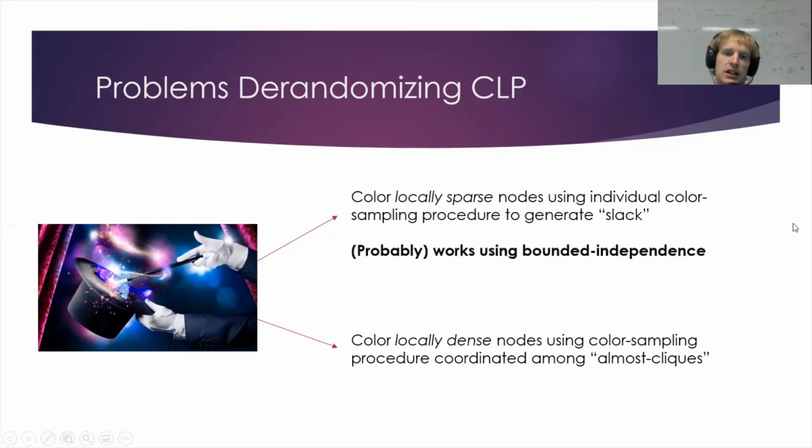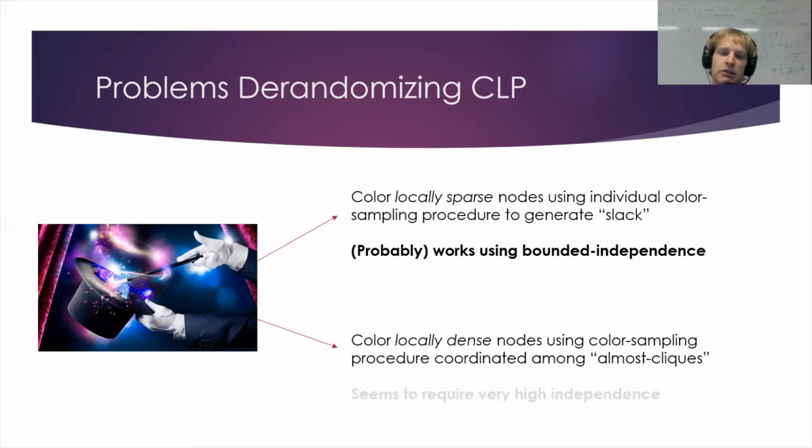Now, you don't really need to understand how this works, but the important thing is that this first procedure for coloring locally sparse nodes probably works using bounded independence. I say probably because this isn't what we ended up doing, but almost certainly it would have worked. It seems like the type of procedure where the analysis should be very amenable to using only bounded independence.